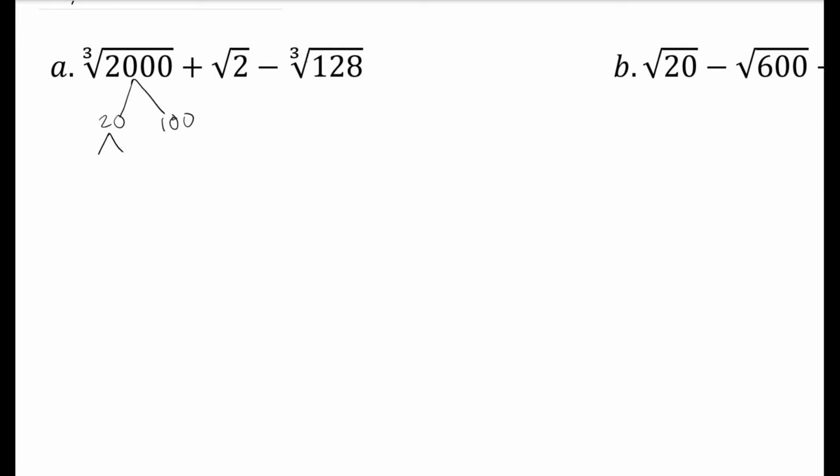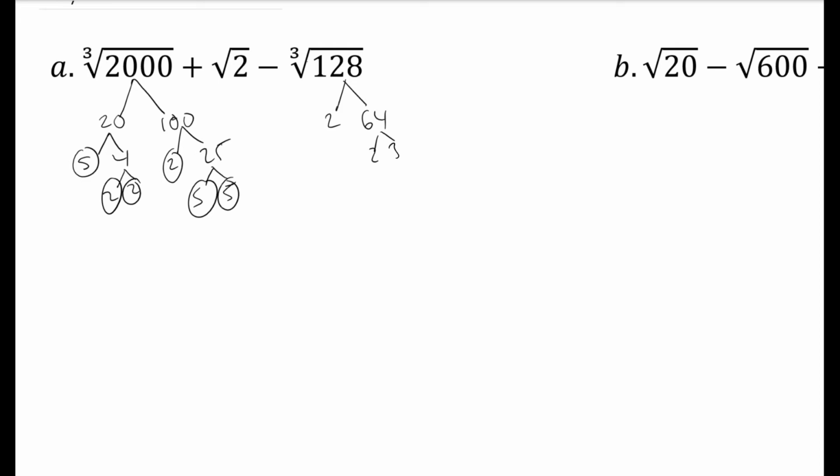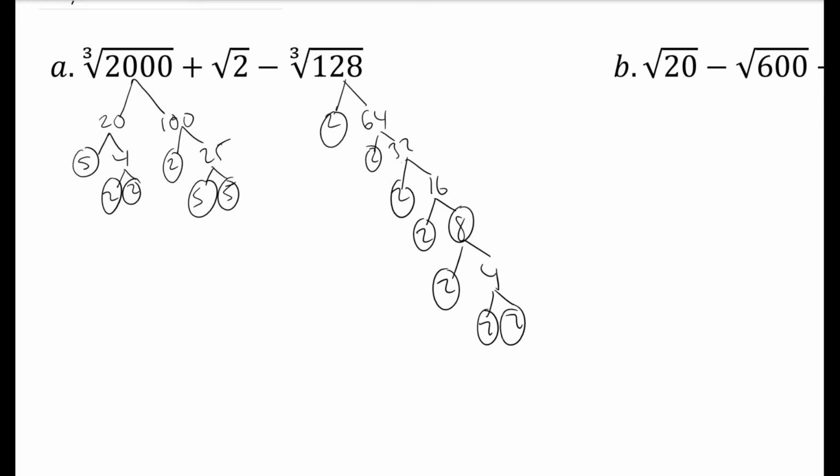And then 20 is 5 and 4. Circle that 5 because that's a prime. We got 2 and 2 there, so that's done. 100 is 2 and 25. And then 25 is 5 and 5. Okay, we can break down the 2 here. We can break down the 128, 2 and 64, 2 and 32, 2 and 16, 2 and 8, 2 and 4, and 2 and 2. All right.